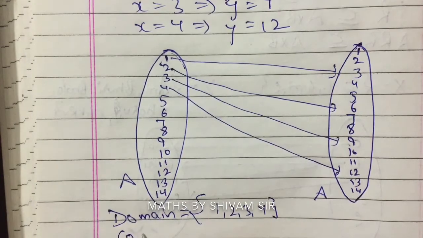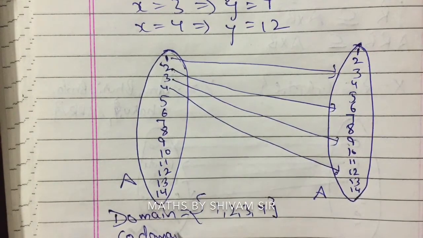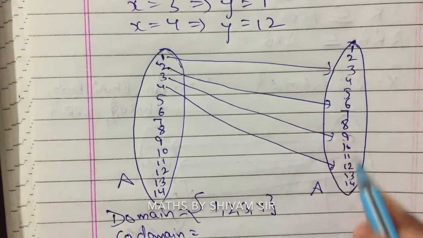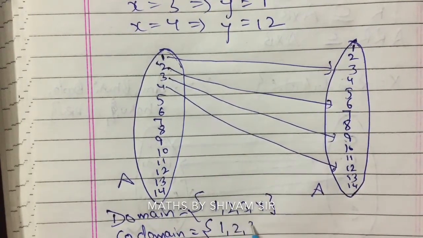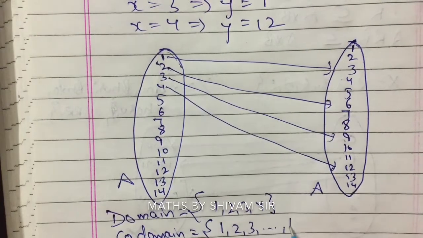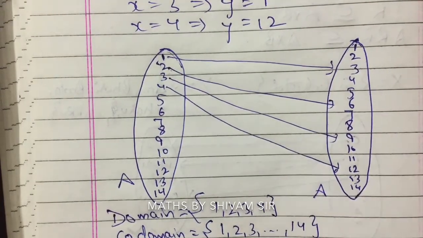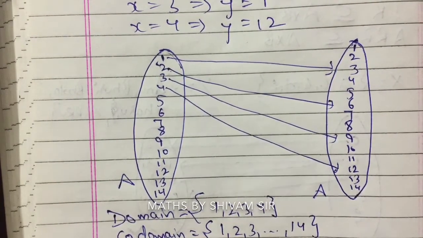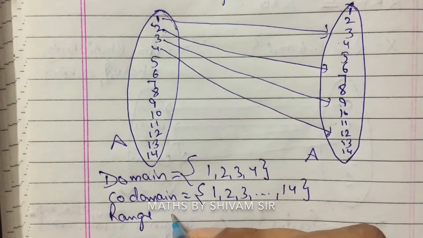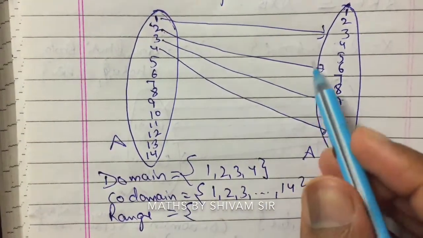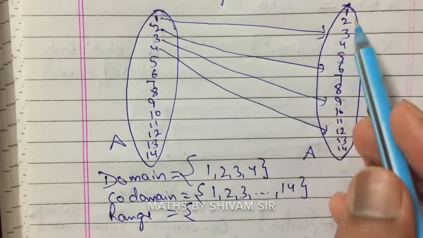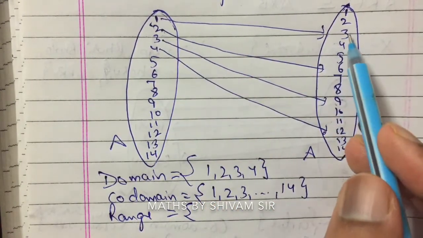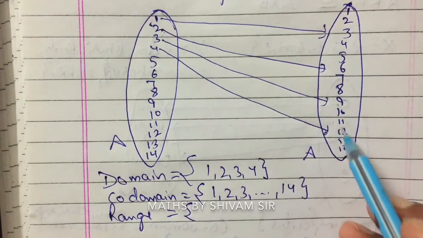Codomain means all the elements. Codomain means all these elements of the second set. So this is 1, 2, 3, up to 14, right? Range. Now range means the elements having images. So how many elements are becoming images of this element? So how many elements have an arrow in this? So 3, 6, 9, 12.